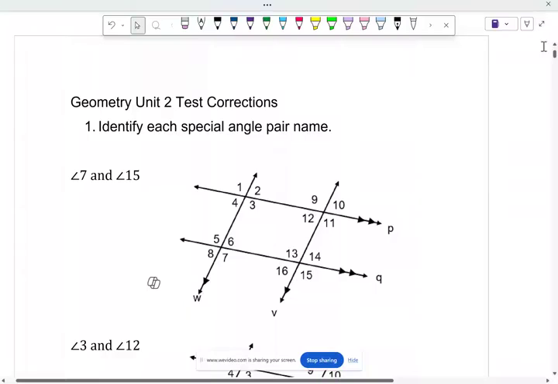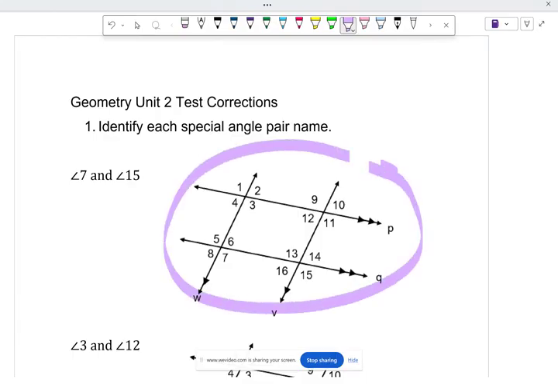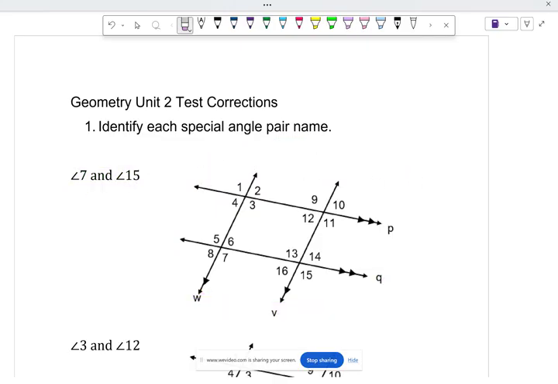These are the Geometry Unit 2 test corrections for parallel lines. If you need to correct any part of question number 1, then you'll need to draw this diagram and the angle pair that you are naming. You have to do this for each part of question 1 that you missed.